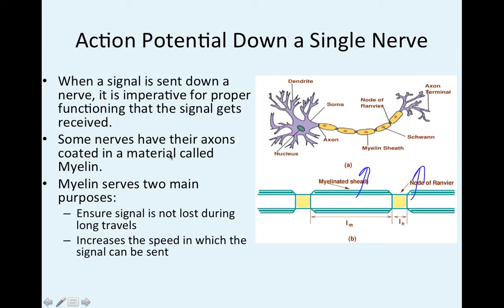So some nerves have their axons coated in material called myelin. So this little yellow material is considered myelin. And the whole purpose of myelin is basically an insulator. Okay? It's responsible for ensuring that the message gets from, say, the cell body all the way to the axon terminal and isn't lost in translation at all. Okay? It's basically an insulator of an electrical signal.